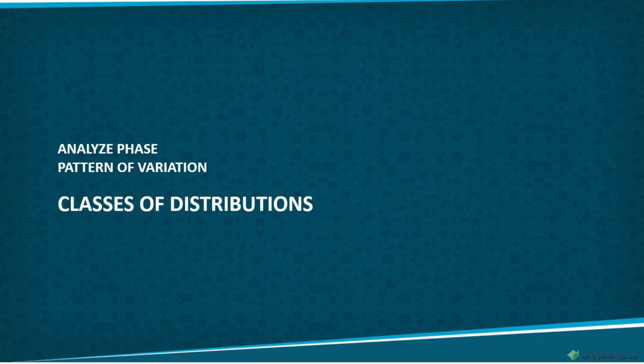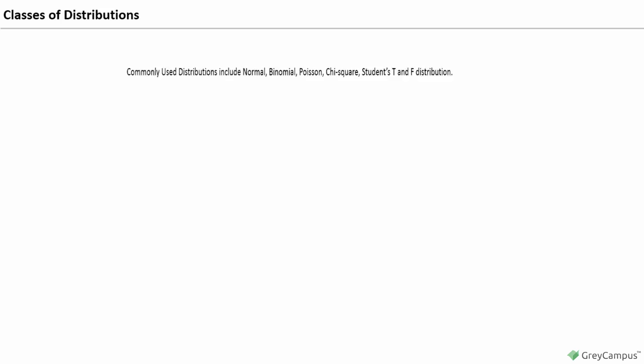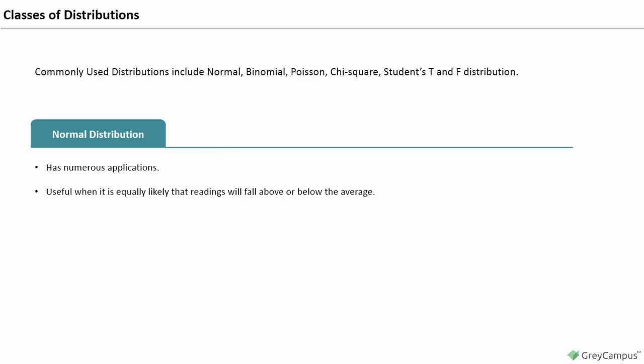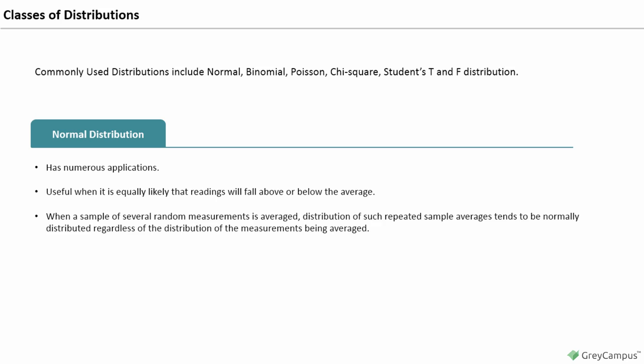Classes of distributions. Commonly used distributions include normal, binomial, Poisson, chi-square, Student's t and F distribution. Normal distribution has numerous applications, useful when it is equally likely that readings will fall above or below the average. When a sample of several random measurements is averaged, the distribution of such repeated sample averages tends to be normally distributed, regardless of the distribution of the measurements being averaged.